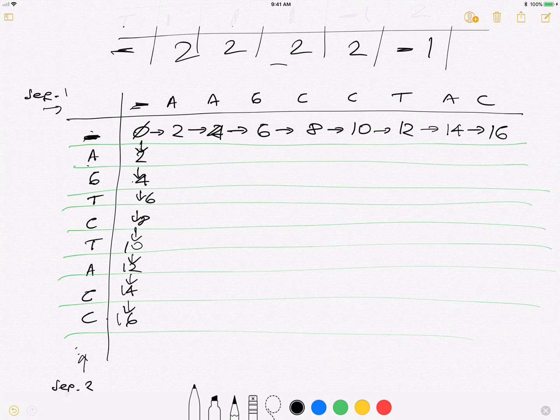So here comes the charm. Let's calculate what should be here. How can I reach this cell? There are 3 ways. This would be one way. This would be the second way. This would be the third way.